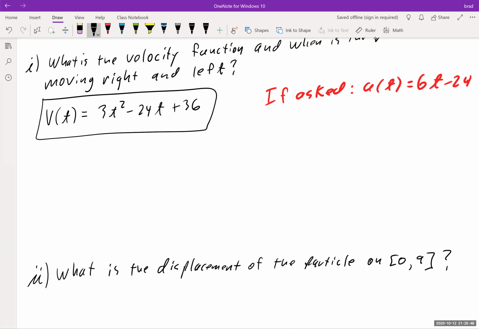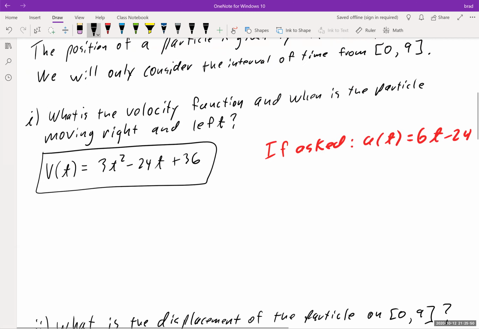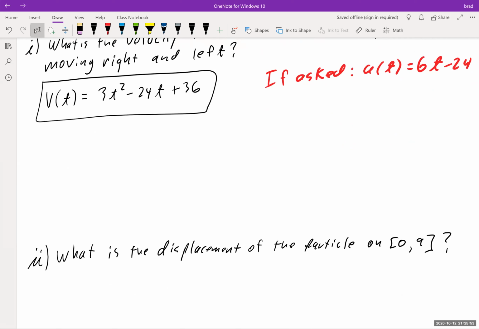Then it says, when is the particle moving to the right and to the left? In order to figure that out, we need to decide when the velocity function is positive and when the velocity function is negative. So in pre-calc, hopefully your teacher taught you to use a sign chart. What I'm going to do is factor this and set it equal to 0. So I'm going to say 3 times t squared minus 8t plus 12 is equal to 0.